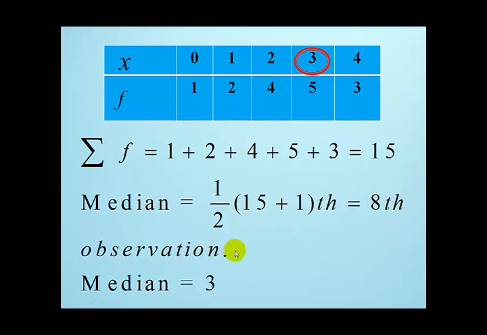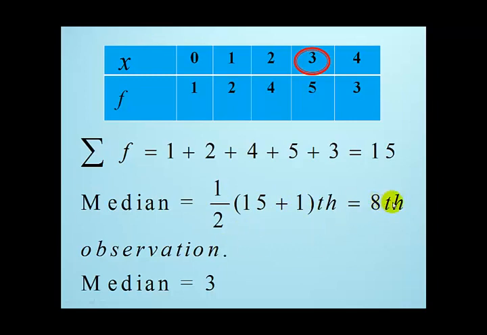Now what we do is that we start addition from the frequency table. We start from 1 and add till we get to the 8th observation. Take note, because the summation of frequency is an odd number, this is how we find the median. Median is half summation f plus 1, and 15 plus 1 is equal to 16. So half of 16 equals 8. And that's the 8th observation.